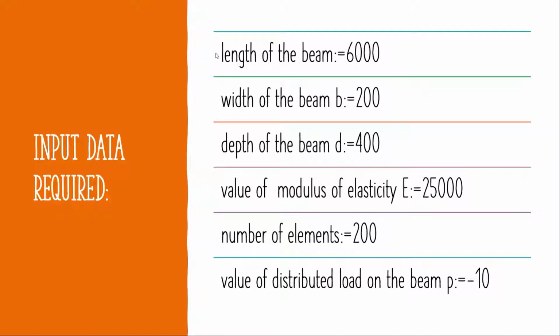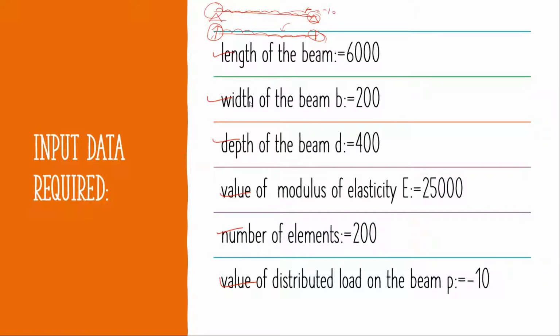So first let us see what the input required. Suppose we have a simply supported beam and a fixed beam. Both beams have the same length of 6000, width, depth, modulus of elasticity, number of elements, and value of distributed load. The same load is acting on both beams, with magnitude P equals minus 10. Length, width and depth are the same, so only the support condition varies. Here it is fixed, and here it is simply supported at both ends.